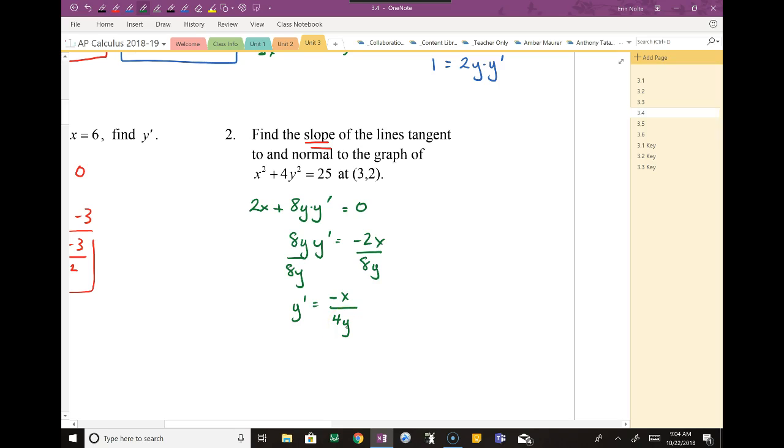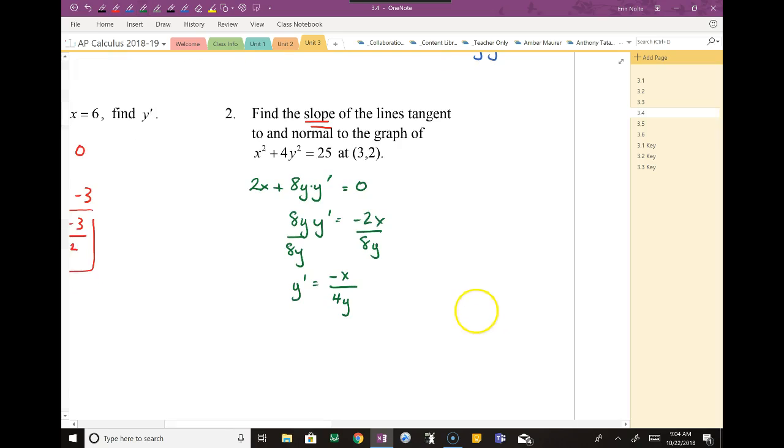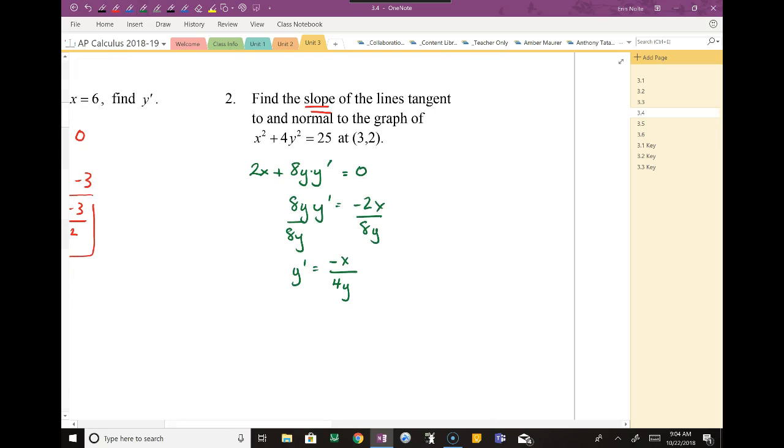Now, for me to find the slope, I'm going to plug in that point that they gave to us, the 3, 2. So check out the notation that you use when you plug in a point. You just have a little subscript. You can see that now I'm plugging the 3, 2 into that derivative piece. So I'm going to replace every x with a 3 and every y with a 2. And this will lead me to the slope of the tangent line. So negative 3/8.